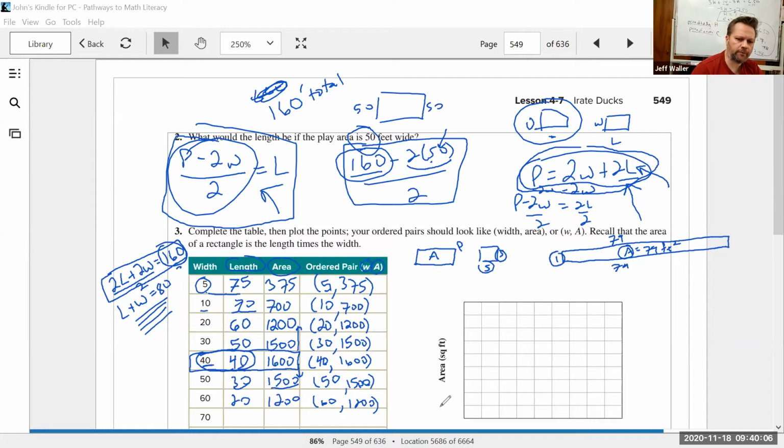So let's graph this bad boy. We're graphing these points. What kind of scale am I going to need here? And this down here will be width. What kind of scale do I need for my area? How far up do I have to get? What's the highest I got? 1600. I like it. So if we do 200, 400, 600, 800, 1000, 1200, hey, that works. Perfect. It works out.